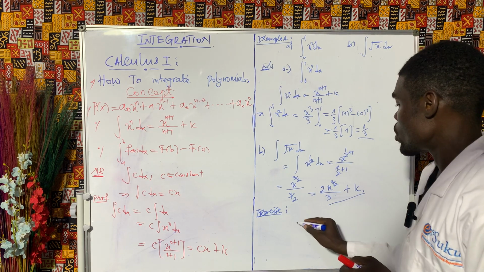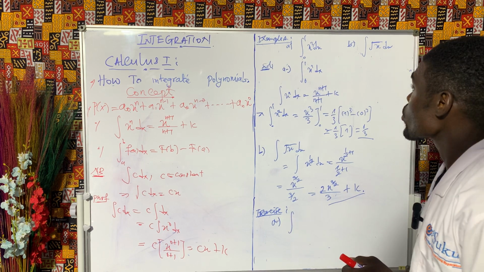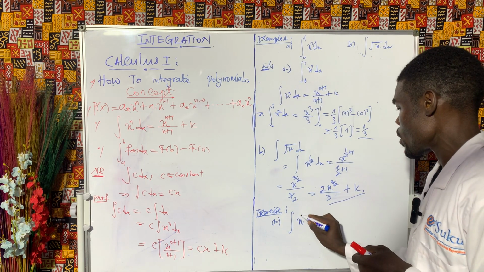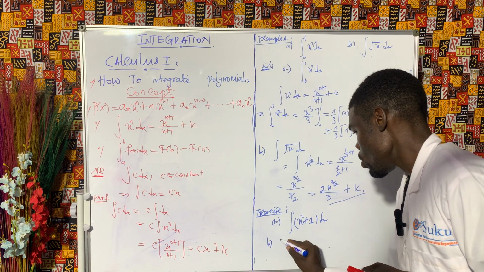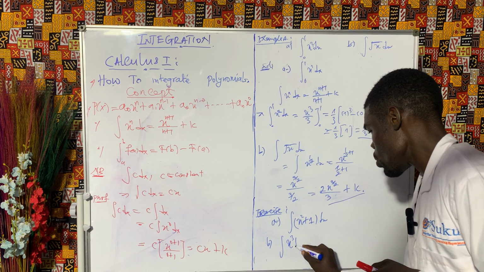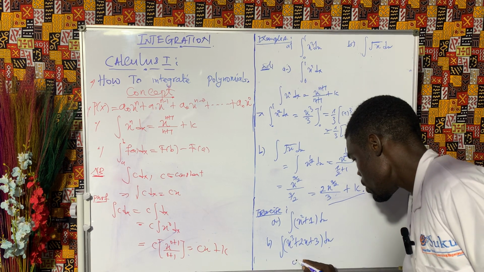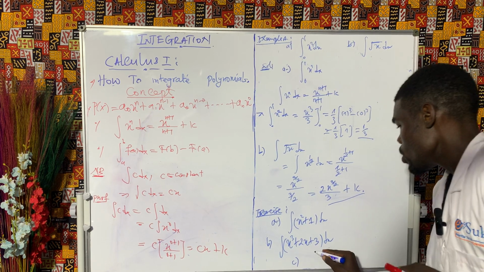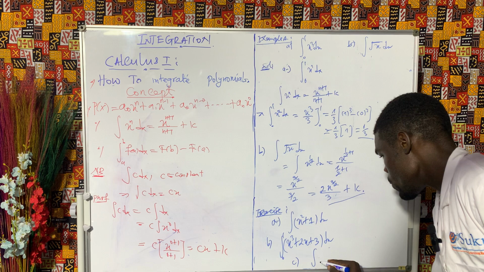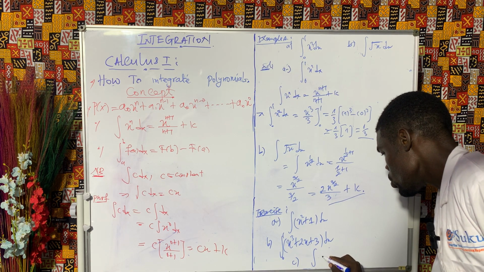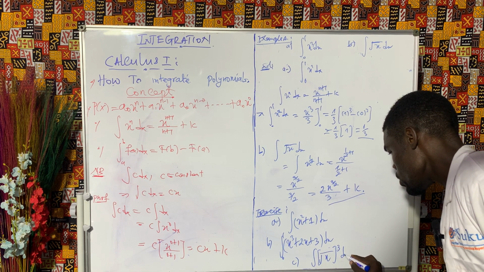you can brainstorm on these given functions. Integrate the following. A, we can have x squared plus 1 dx. B, we can have x cubed plus 2x plus 3 dx. And C, we can have the integral from 0 to 1 of the square root of x to the power 3 dx.